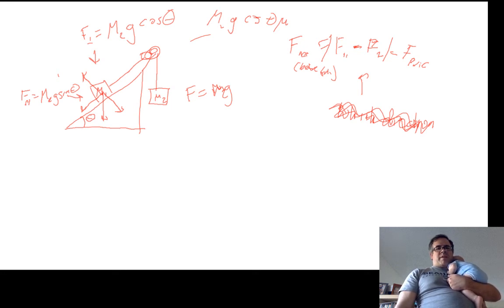What's that? So after you do all of that, the absolute value of the difference between the forces, and then you subtract the force of friction, you're going to take the F net and divide it by the total mass. And that's your acceleration.